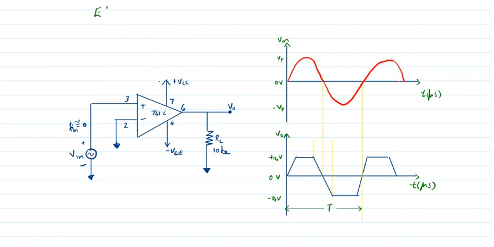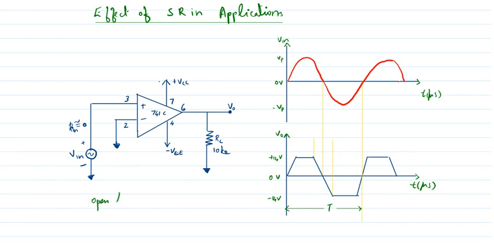Effect of slew rate in applications. Here the drawn picture is of the open loop configuration using IC 741, and this is the input and output waveform.